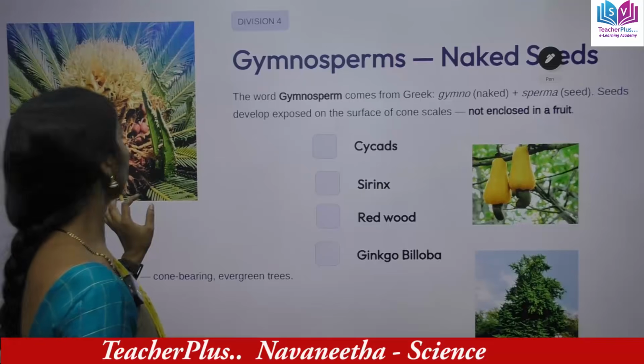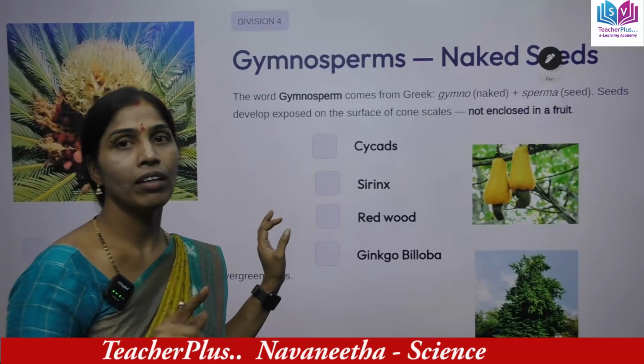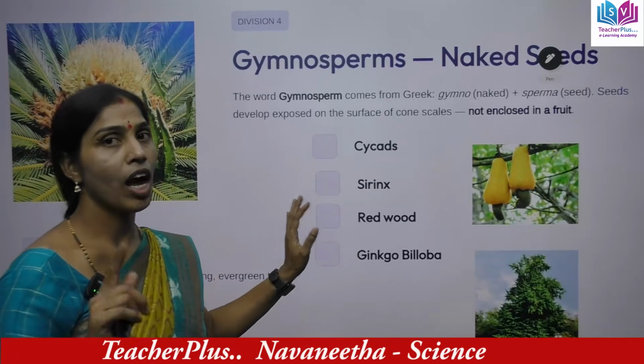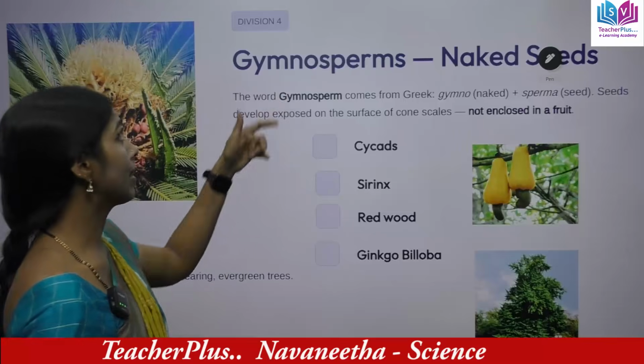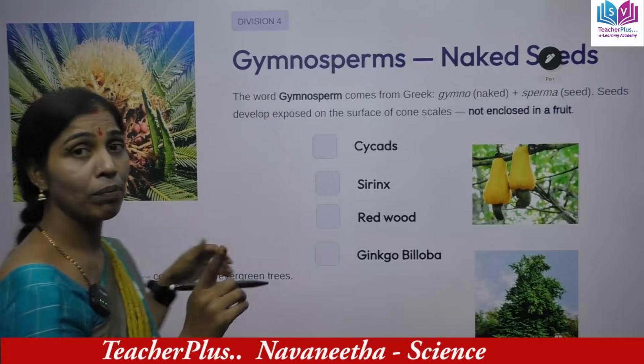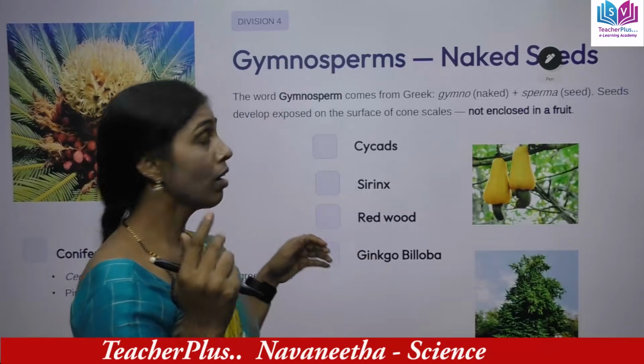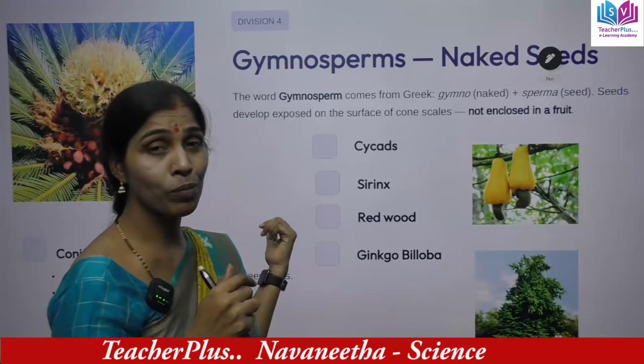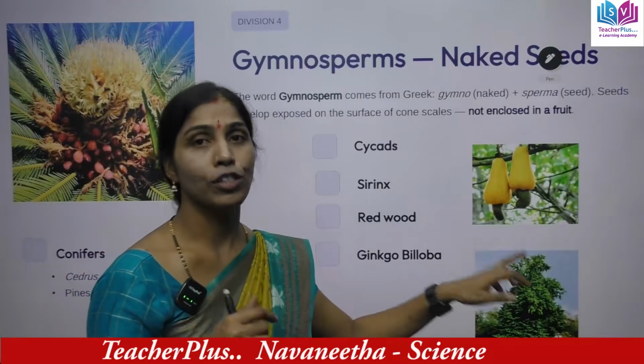Okay, next. The next one is flowering plants. Now let us learn. Non-flowering plants are done. Now let us see flowering plants. Flowering plants can be divided into two types. One is gymnosperm and another one is angiosperm.